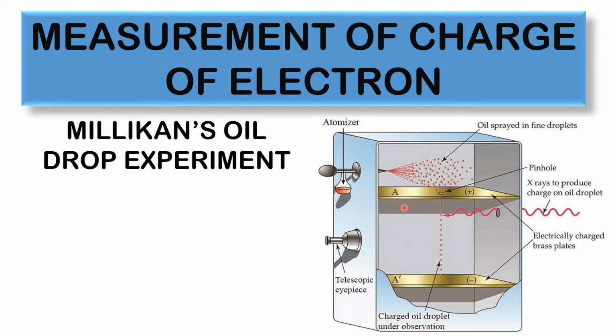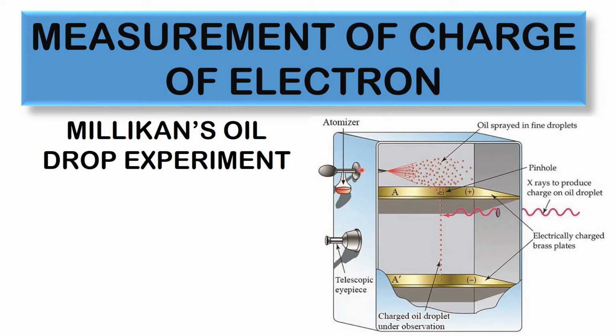These are the two electrodes. Plate A, which is on top, is connected to the positive terminal of the battery, and this plate at the bottom is connected to the negative terminal of the battery. And so this is the cathode, and plate A is the anode. You can see a small hole, a pinhole here in plate A, that is the anode.